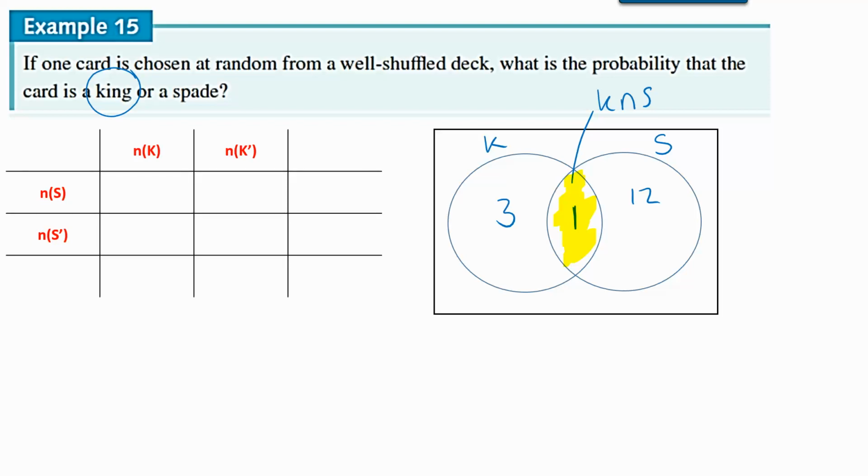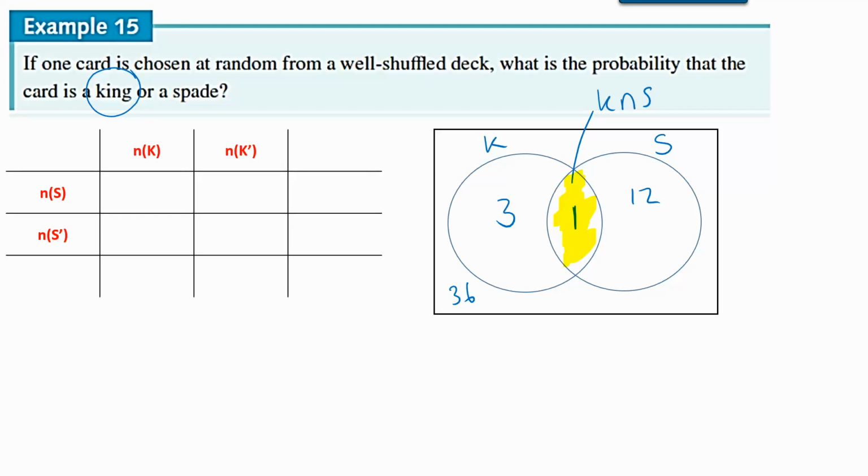So whatever goes on the outside is not a king and not a spade. Okay? So how many aren't kings and spades? Well, you just told me there's 16 here, so what's left over? 52 minus 16, which is 36. Very good. So there's 36. Can you see what I just did there?